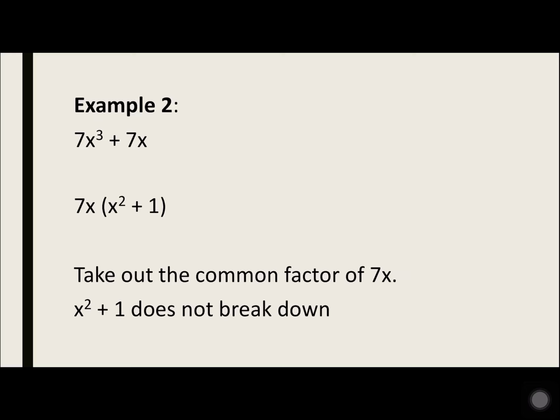Example 2, 7x cubed plus 7x. Take out the common factor of 7x. What goes in the parentheses is what 7x would distribute to, so that you get 7x cubed plus 7x. 7x times x squared is 7x cubed. 7x times 1 is 7x. The x squared plus 1 does not break down because of the plus. So 7x times x squared plus 1 is your final answer.